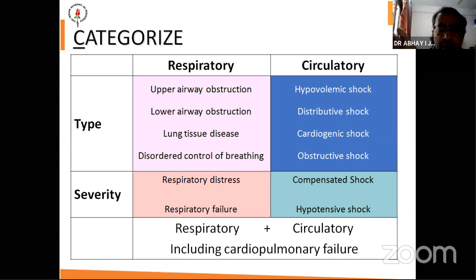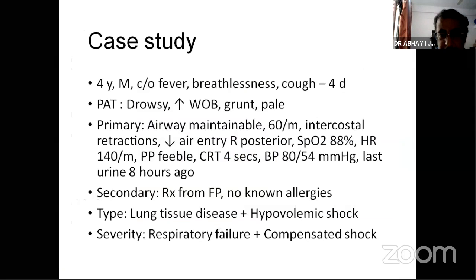And most of the time we have a combined presentation. It is not like we will have only respiratory or only circulatory. To begin with, it may be, but in due course of time, by the time we see the child, both the systems are involved together, and that leads to cardiopulmonary failure or cardiorespiratory failure.